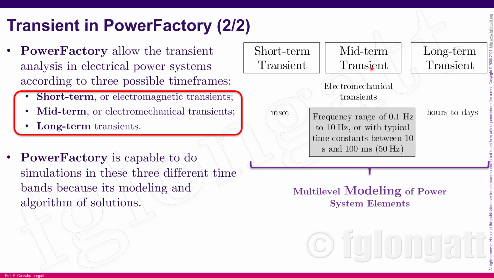And then also Power Factory has the possibility of running the simulations that I am interested in for this course, midterm simulations. We are talking about the classical electromechanical transients, okay? If you remember my class about time scales, you must remember that the midterm electromechanical transient for classical electrical power systems, for synchronous machine dominated power systems, we are talking about a frequency range between 0.1 hertz to 10 hertz, okay? That is related with the classical time constant of the synchronous machine between 10 seconds to 100 milliseconds, okay? We are talking about here fundamental frequency 50 hertz.